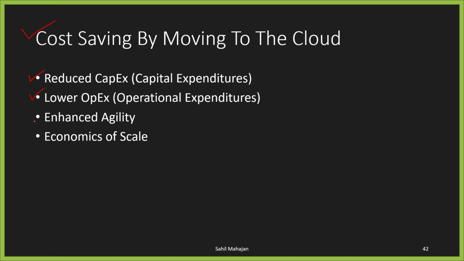We are also lowering our operational expenditure. Of course, even though in the cloud you will have an operational expenditure, it is going to be pretty much cheaper compared to maintaining an on-prem server. And our third point is enhanced agility. We have seen that we can be very agile and we can deliver resources to our clients at a faster pace. And we also have another cost saving, that is economies of scale. This relates to our scalability, wherein the more you scale, the less you pay for each resource.